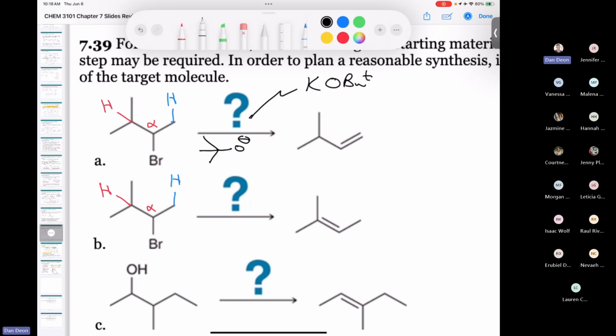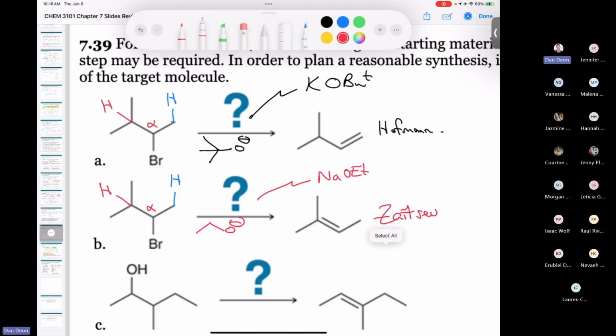And for the next one, because this was the Hofmann product, since I'm making the Zaitsev product, I'm going to use an unhindered base. So for that, I'd use something like sodium ethoxide. So we'll put ethoxide, or if you wrote sodium ethoxide, that's totally fine too. All right.